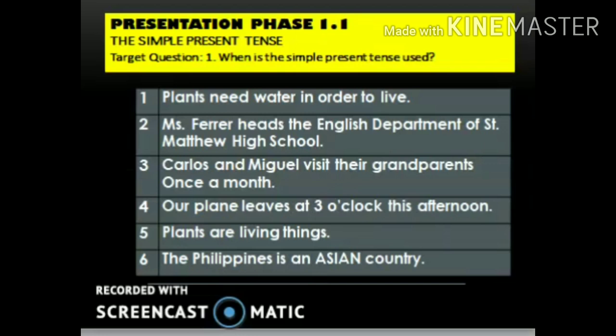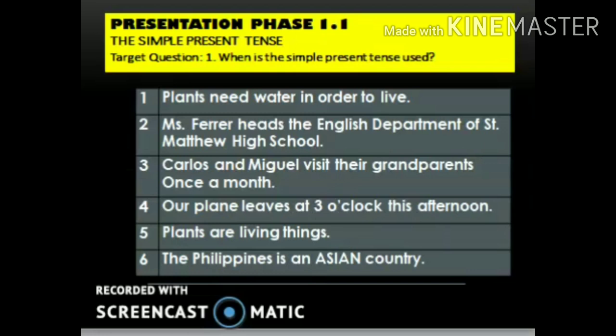In number four sentence, what action does it express? It expresses a future action. This means that the simple present tense can also be used to express an action that will happen in the future. So when is the simple present tense used? The simple present tense is used when we are expressing facts, present actions, present habitual actions, or future actions.